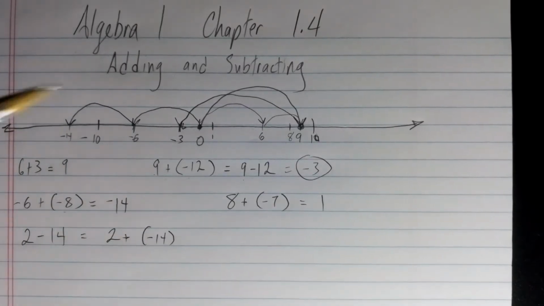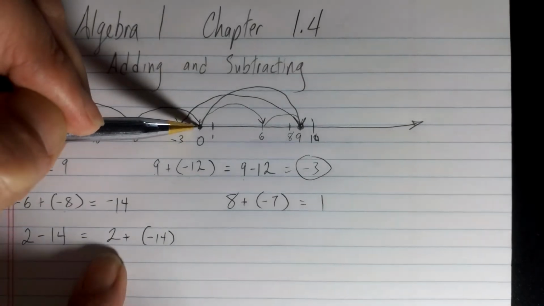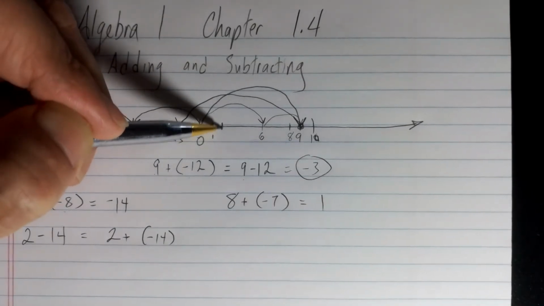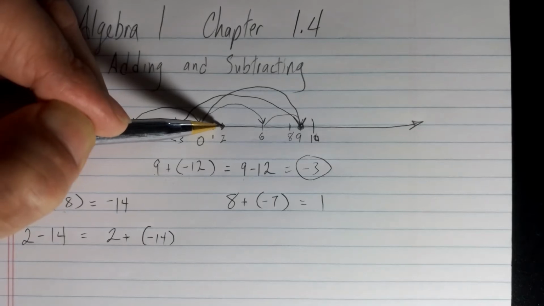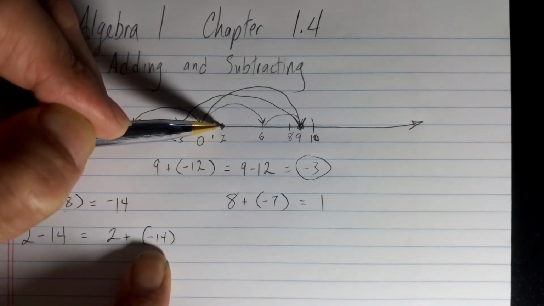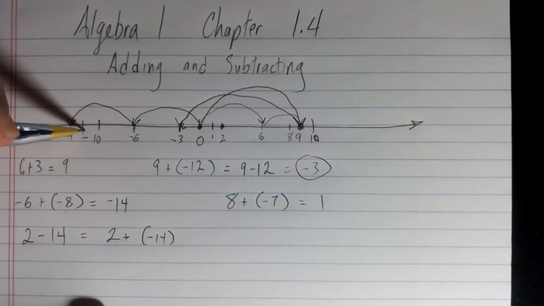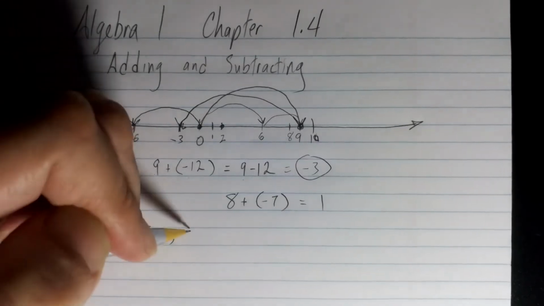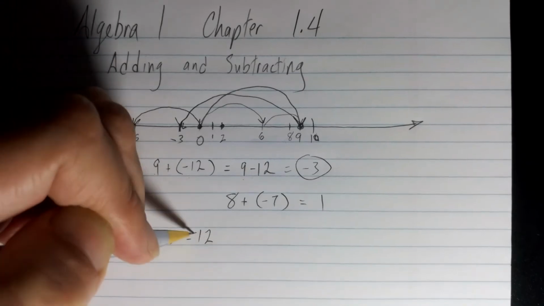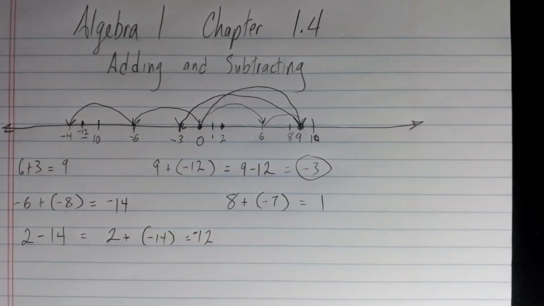And now if I follow my rules, if I start at 0 and go 2 in the positive direction and end up here, and then I go 14 in the negative direction, I actually am going to end up over here at negative 12. So my final answer here is negative 12.